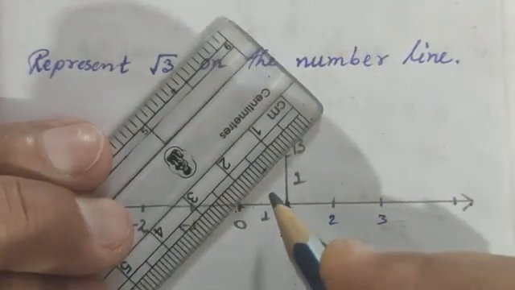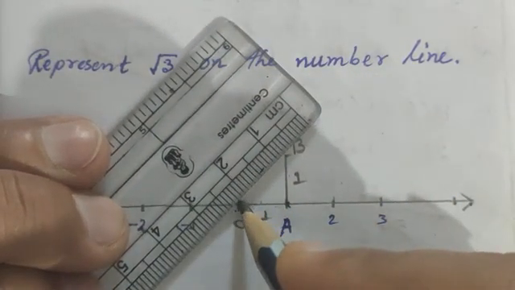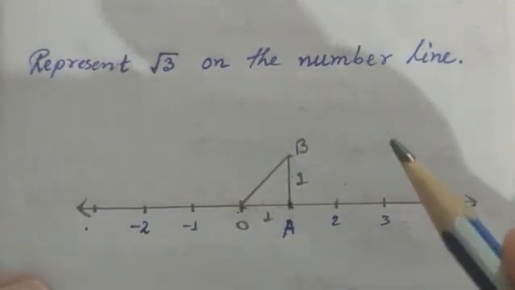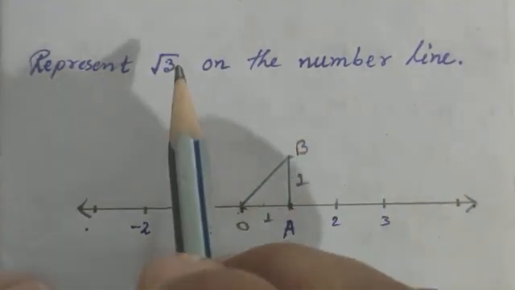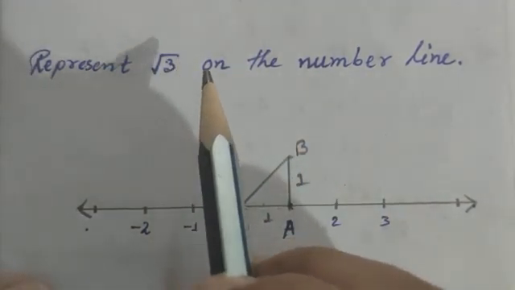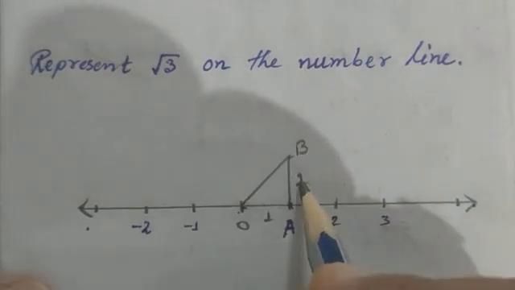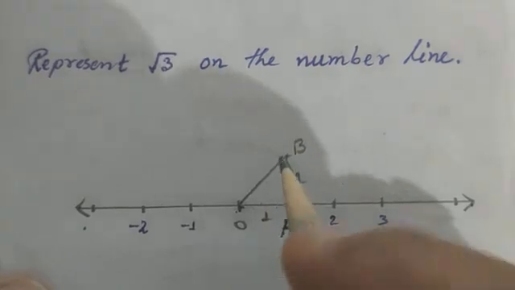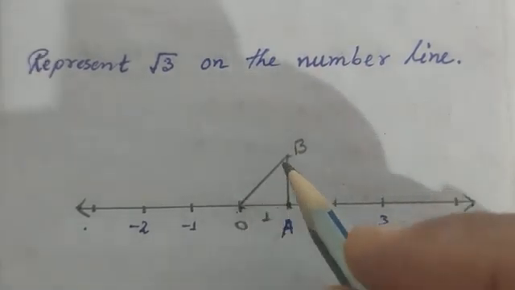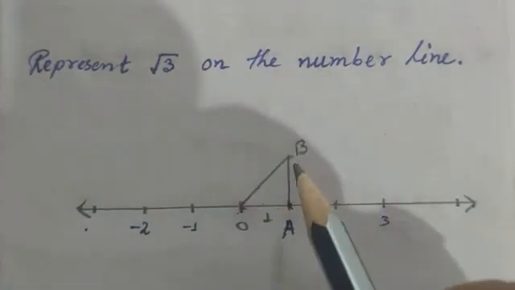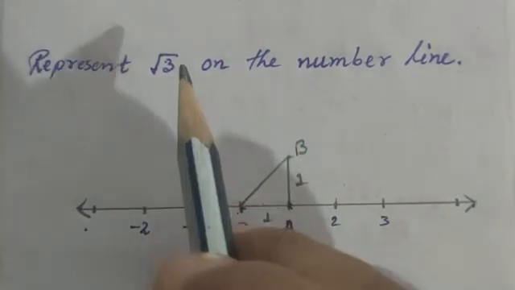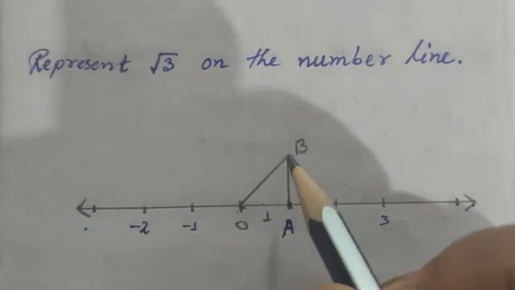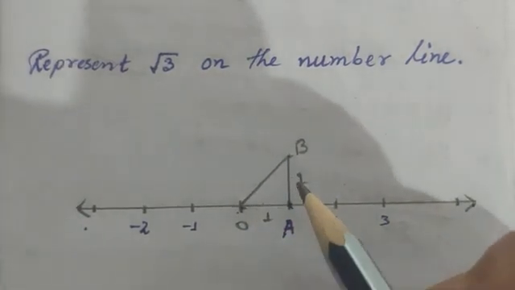If you join OB, you will get a triangle. As you already learned in the previous construction, while representing root over 2 on the number line, this is 1 unit, this is 1 unit, then this length, that is the hypotenuse, will be root over 2 units, isn't it? Yes, it will be root over 2 units. Now how to represent root over 3? We are asked to represent root over 3 only, but we have constructed here root over 2. Now what to do?